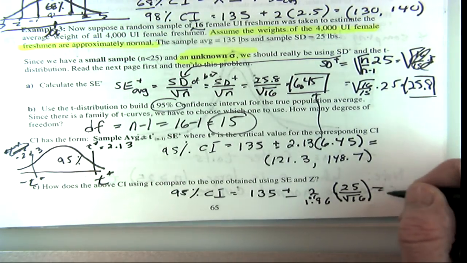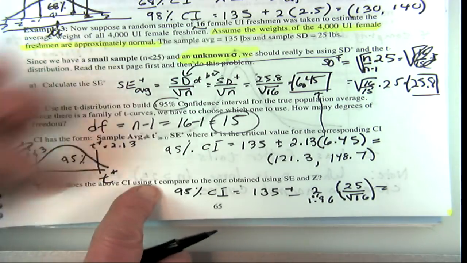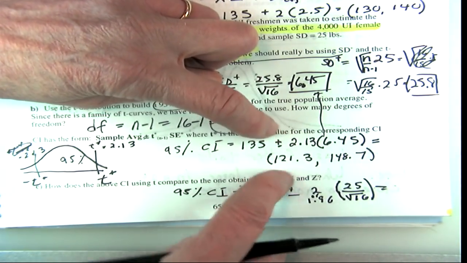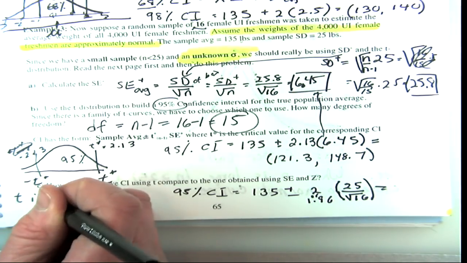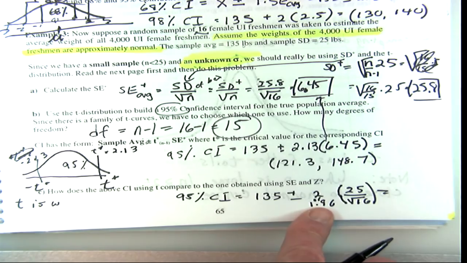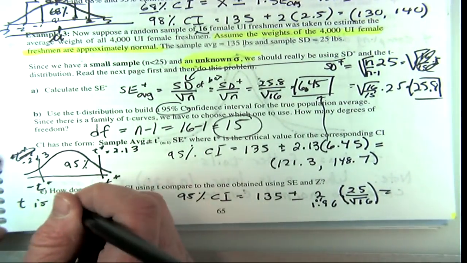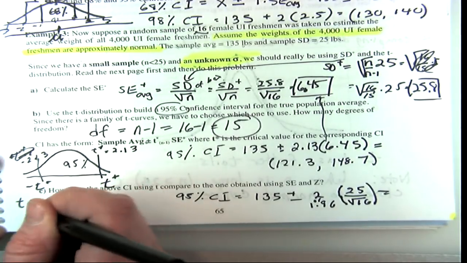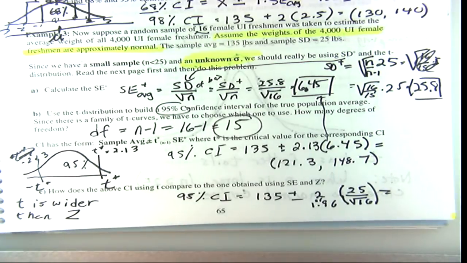well, I didn't calculate it out. So how do you think it's going to compare? Which one was going to be narrower? See how this is going to be wider? T is wider: 2.13 as opposed to 2 or 1.96, and this has 25.8 and 25. T is wider than Z. And T is always going to be wider because you have more uncertainty. That's what it's talking about.